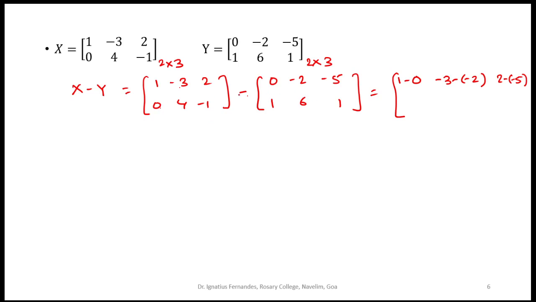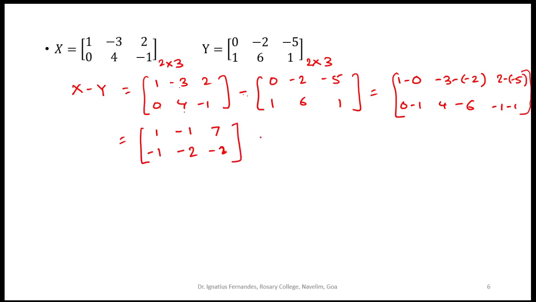Then we have 0 minus 1, 4 minus 6, minus 1 minus 1. Okay, so what I have is finally 1, minus 3 plus 2 is minus 1, 2 plus 5 is 7, 0 minus 1 is minus 1, 4 minus 6 is minus 2, minus 1 minus 1 is minus 2.